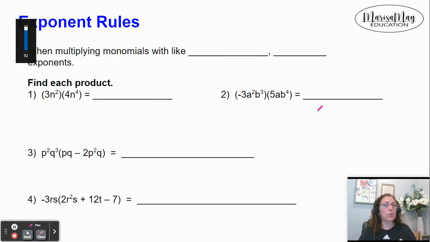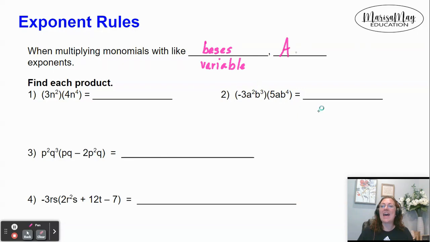In this lesson, we're going to be looking at exponent rules, all about when we multiply, when we divide, when we're raising a power to a power. Let's jump right in. So when we are multiplying monomials with like bases, or you might think of these with like variables, then we simply add the exponents.